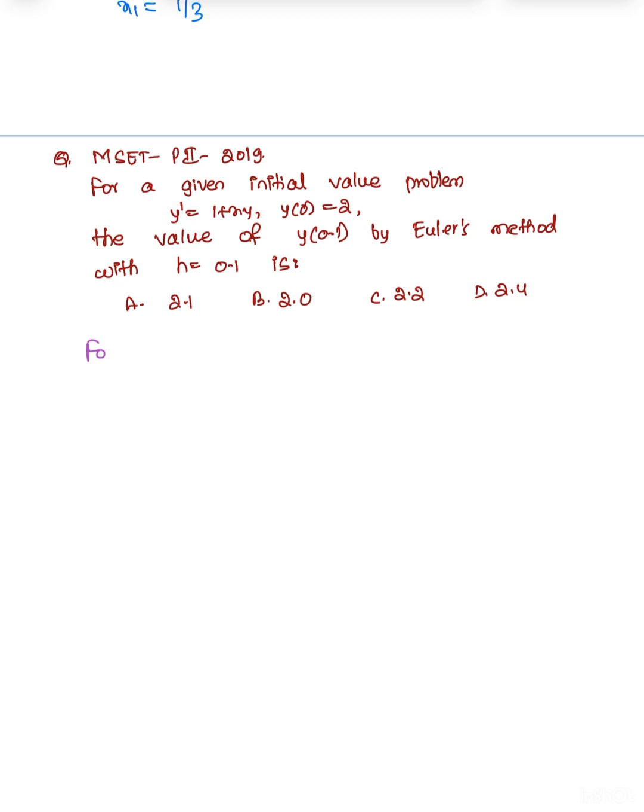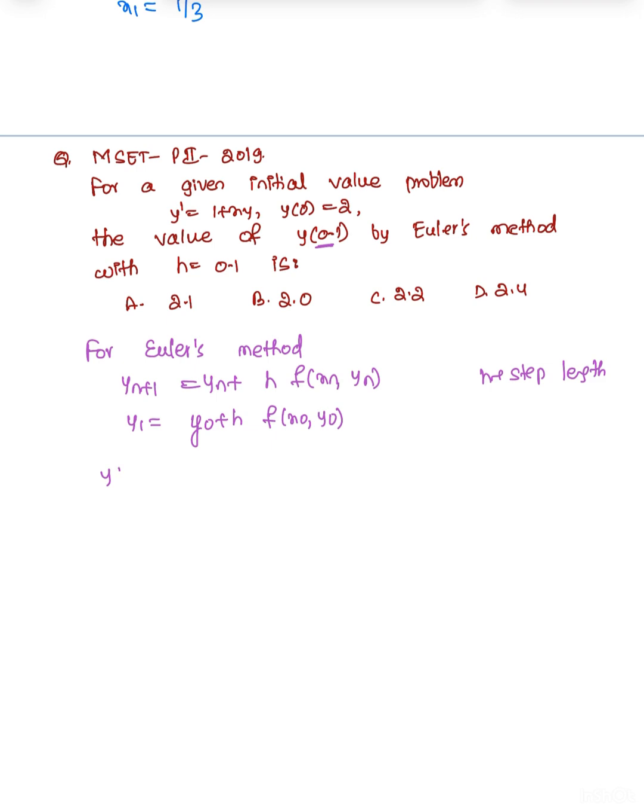For Euler's method we have y(n+1) = yn plus h into f(xn, yn). Here h is the step length, which is given here. So h, the step length, is 0.1. So h is 0.1 means I am going to find that 0.1 only. Therefore for n = 0, this is y1 = y0 plus h into f(x0, y0).